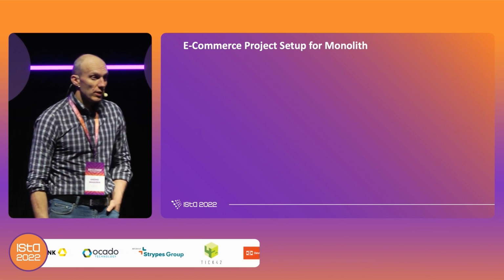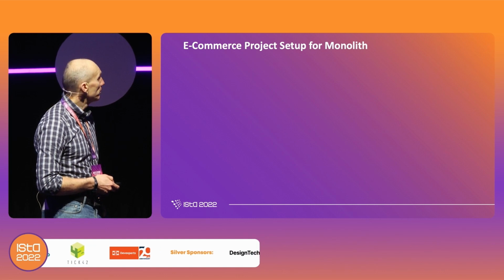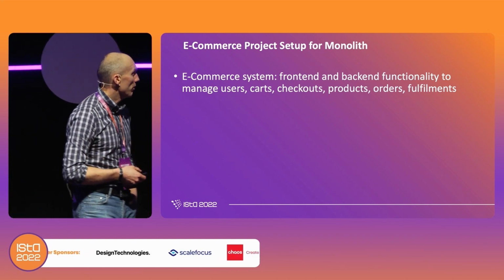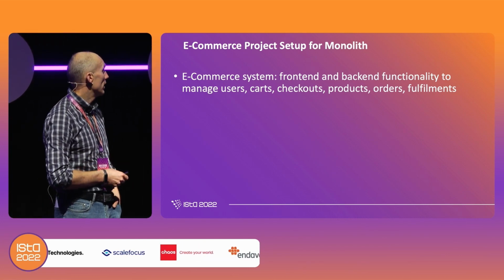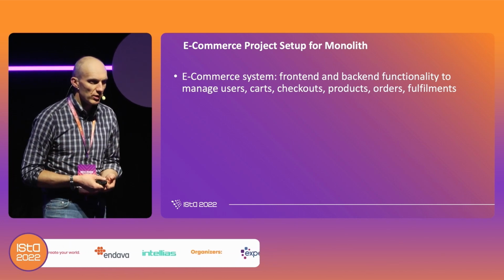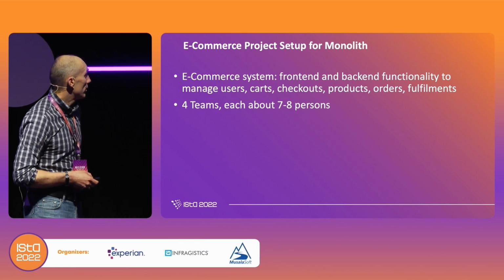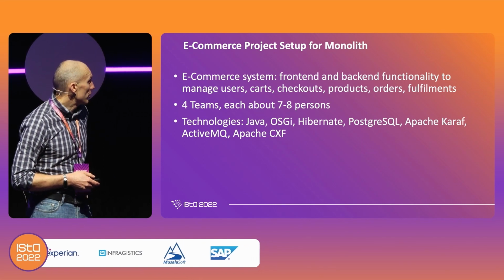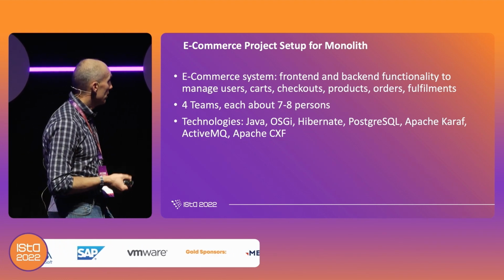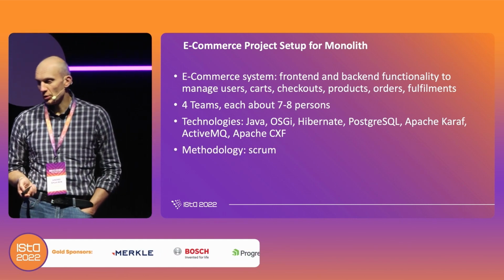Okay, so let's go to the concrete example I did 2 years ago with my team. It was the e-commerce domain, an online shop, and the business domain was just the typical functionality of e-commerce. We needed to implement backend and frontend functionality to manage users, show the products, add products to the cart, go to checkout, pay, organize fulfillment, delivery, and so on. This is the domain and use case. There were 4 teams, each team about 7 or 8 people. The technology was initially Java, deployed on an OSGi container, using Hibernate, PostgreSQL, Karaf as the container for deployment, ActiveMQ for messaging, and Apache CXF as the REST implementation. We used the Scrum methodology.